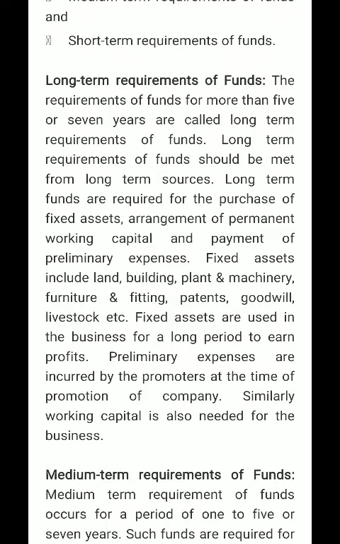Fixed assets are used in the business for a long period to earn profits. Preliminary expenses means the basic expenses incurred by the promoters at the time of the promotion of the company. Similarly, working capital is also needed for the business.